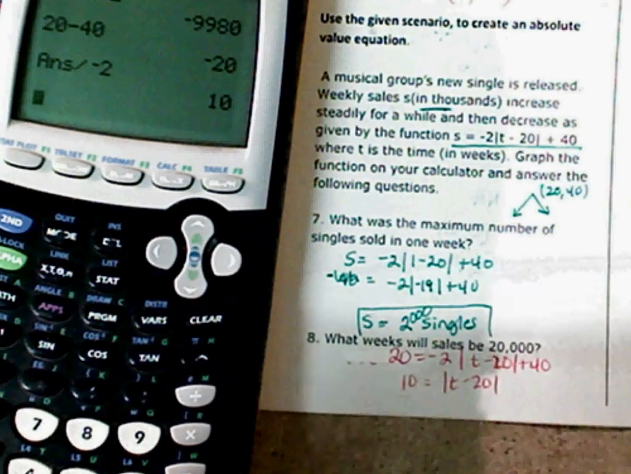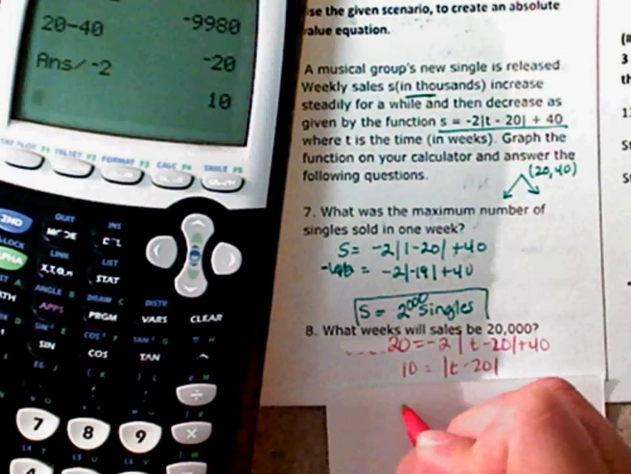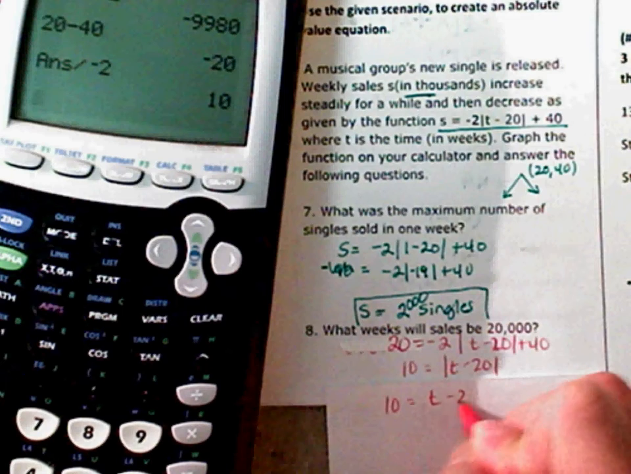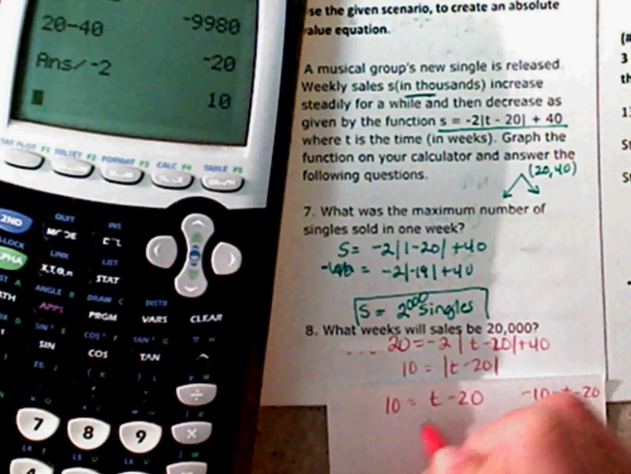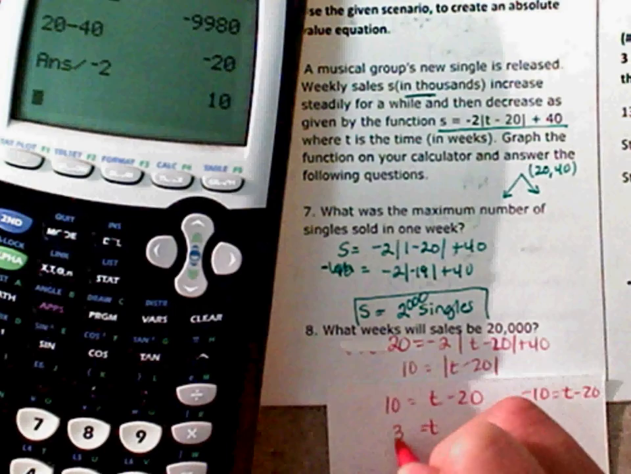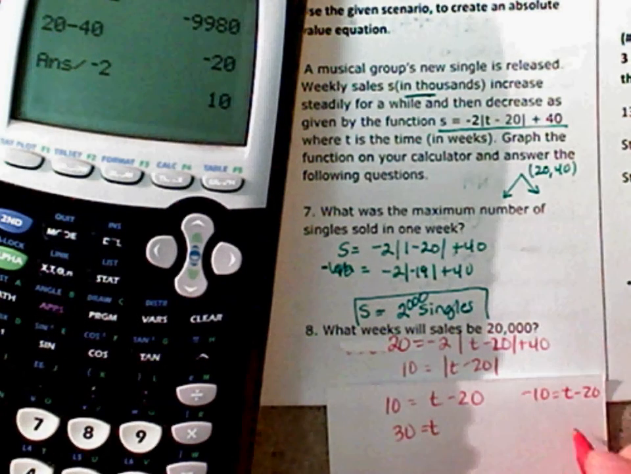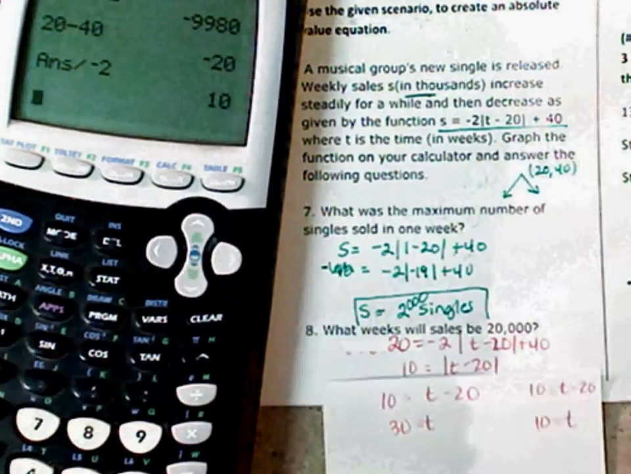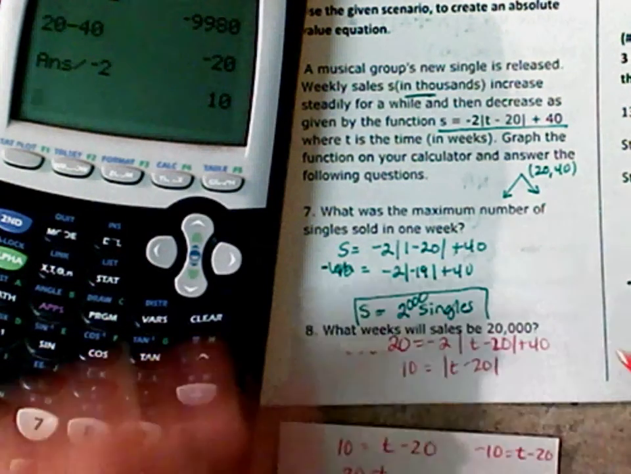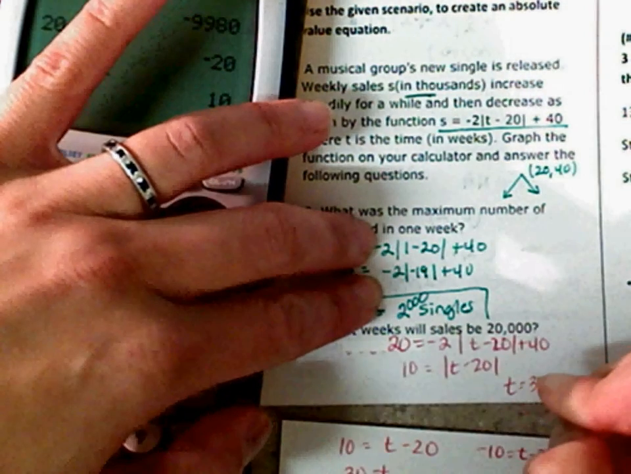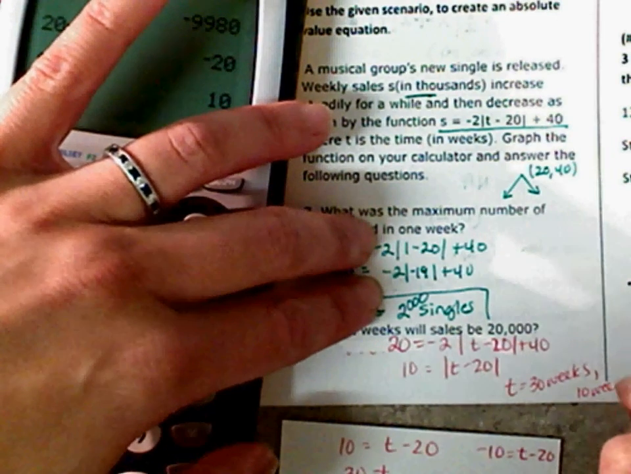All right. Continue on. So what do you have? 10 is equal to T minus 20, and the other one's negative 10 is equal to T minus 20. Add 20 to both sides. So T is equal to 30, and T is equal to 10. Okay? It's a positive 2 solution. So T is equal to 30 weeks, and also 10 weeks. All right, there you go.